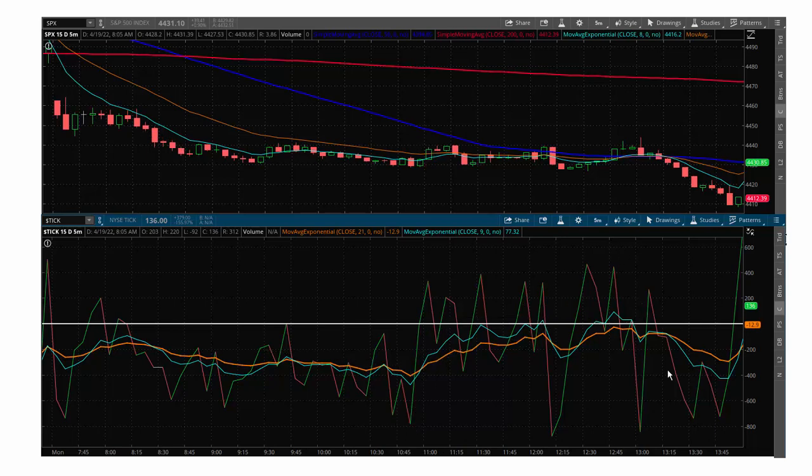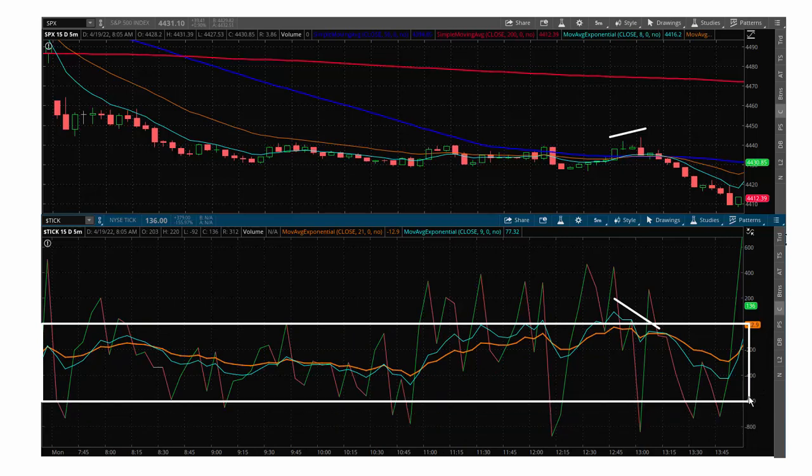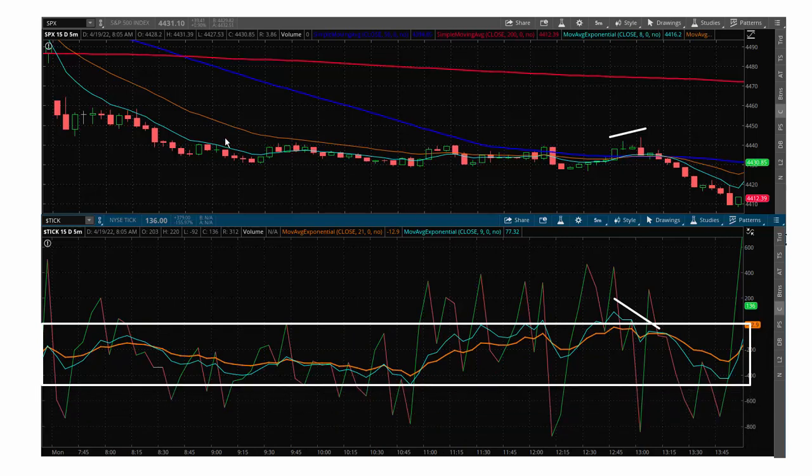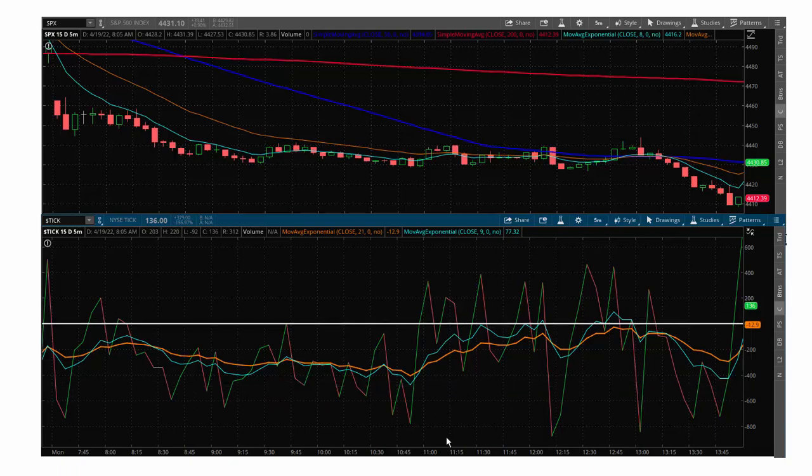You can see a negative divergence here where it tried to move up, but the tick had already gone below zero. And then overall, you can see here the tick average is below zero pretty much all day long, confirming a steady downtrend.